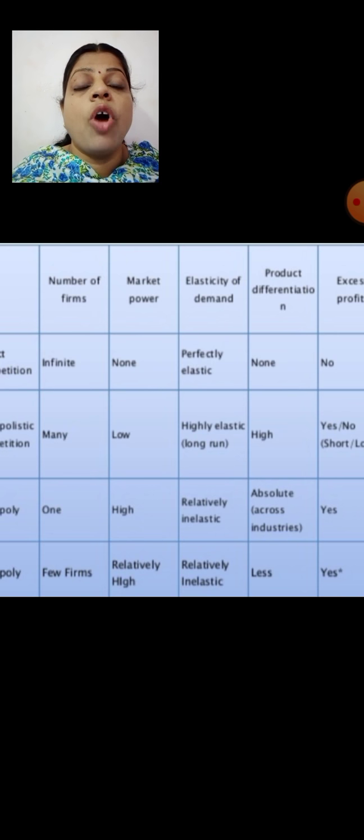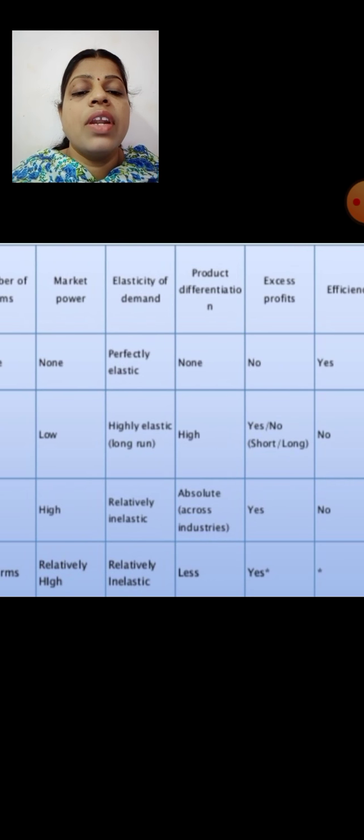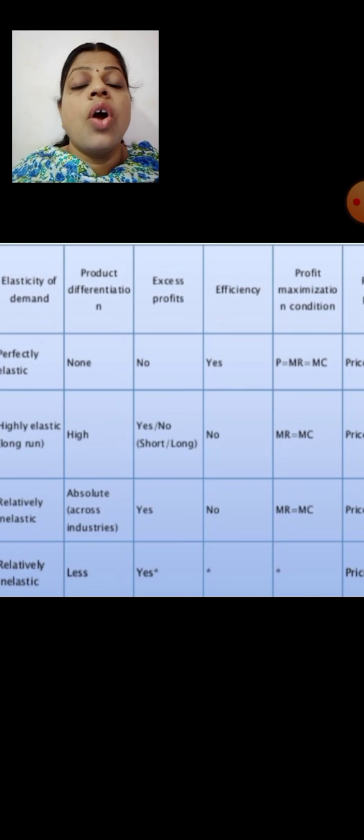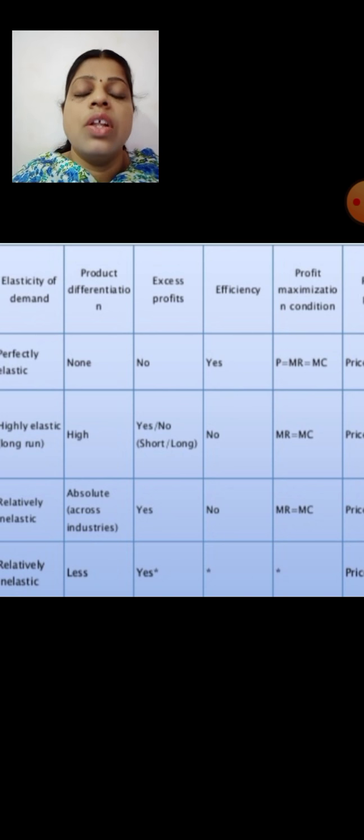Then, what about the profits earned by all these firms in the different markets? In the perfectly competitive market, there is no excess profit, only normal profits will be earned here. Then in monopolistic competition, it varies between the short run and the long run. Excess profits will be earned in the short run and only normal profits in the long run.